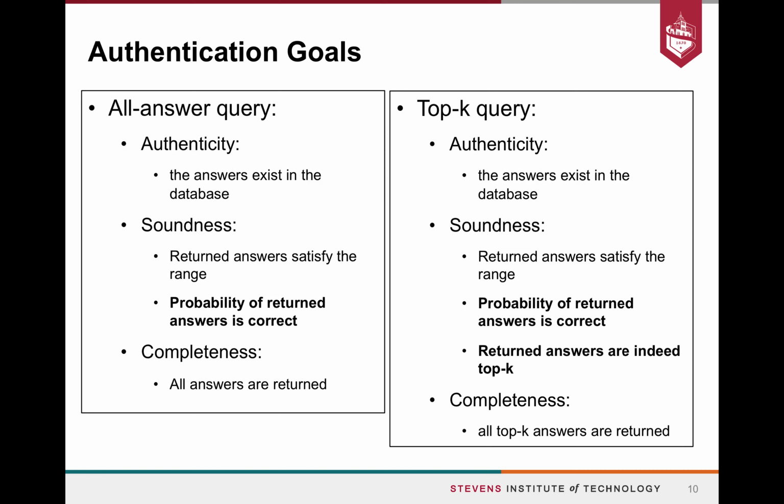For the all-answer query, we need to verify the authenticity to make sure that all the answers actually exist in the database. Second, we need to make sure that the returned answers satisfy the query range. And lastly, we want to verify the completeness of the result. The verification goals of the Top-k query are similar to the all-answer query, but it has an additional goal, which is to check the Top-k soundness, namely to check if the returned answers have the highest probability.